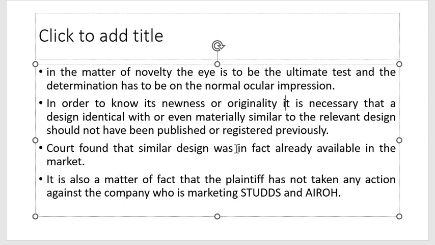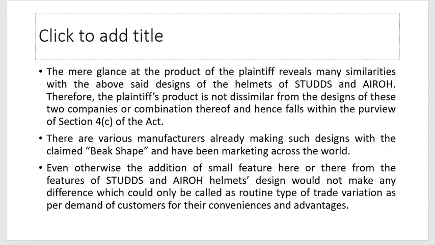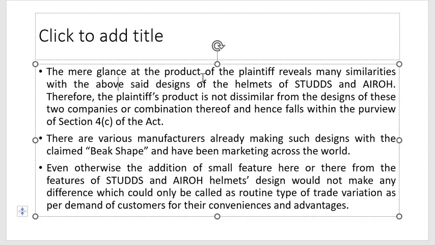So the court found that similar designs were in fact already available in the market. It is also a matter of fact that the plaintiff has not taken any action against the companies marketing Studds and Aroha. The plaintiff has never won against them. The mere glance at the plaintiff's product reveals many similarities. Yes, the plaintiff's product is not dissimilar from the designs of these two companies already existing. Beak shapes are already there.